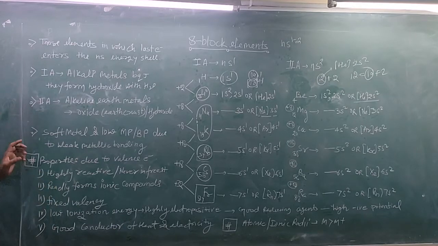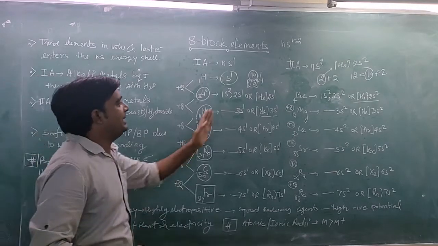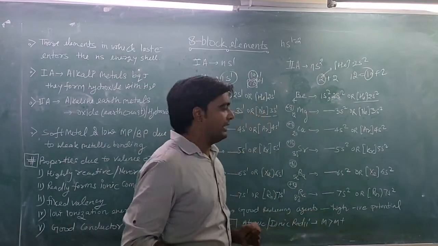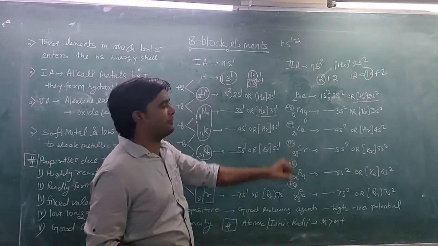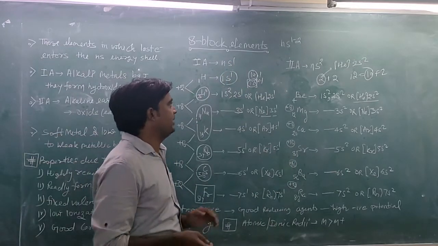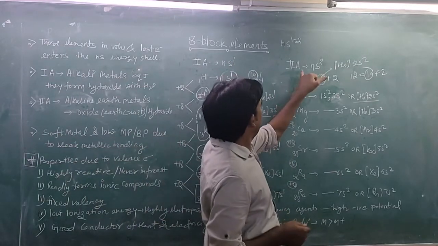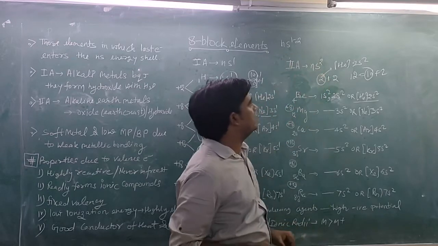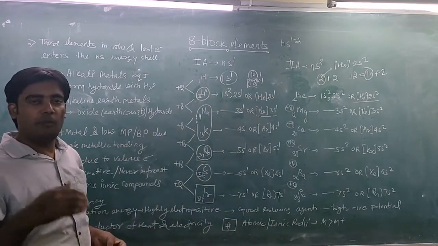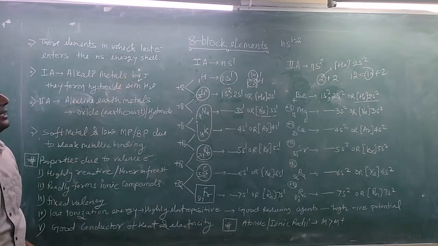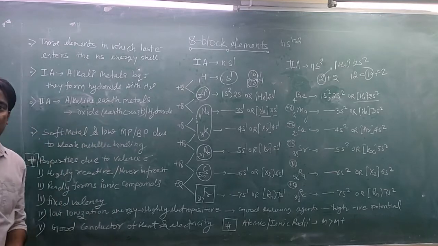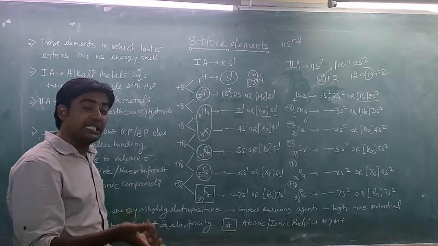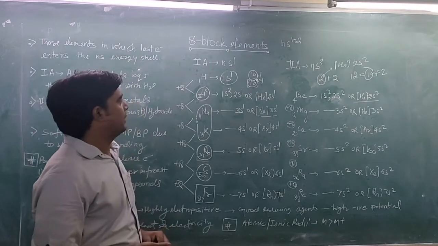Now we are going to discuss some typical properties of s block elements on the basis of valence shell electronic configuration. You know this very well. For the first A group elements, the valence shell electronic configuration is ns1, where only one electron is present in the outermost shell. In the second group, you will find two electrons in the valence shell, the outermost shell. On the basis of these electrons, we will define their typical physical properties.